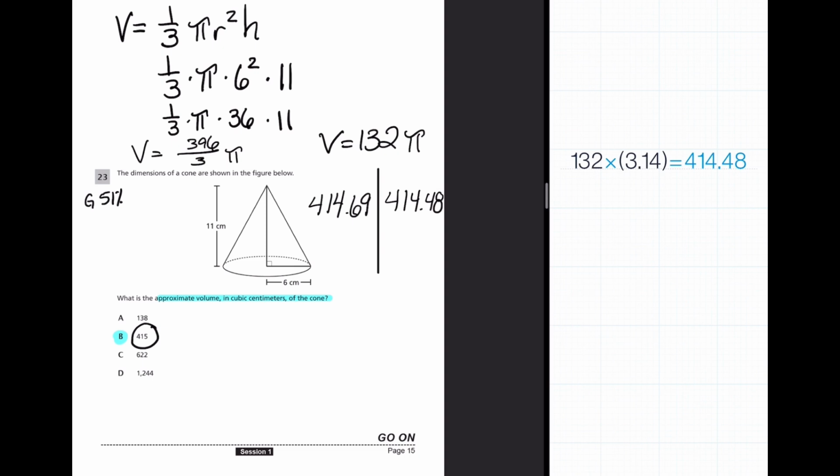Nothing else was even close to that. Even if you went to this number and said, hey, it only rounds to 414, that would still be closest to this approximate value. All right, so hit pause and jot this one down, and we'll go to the next problem.